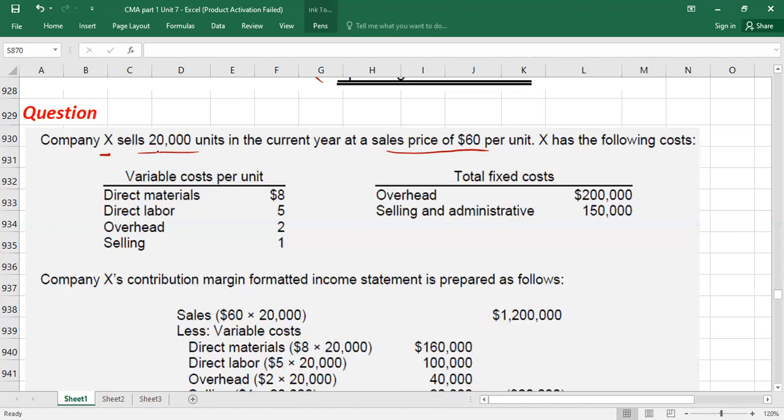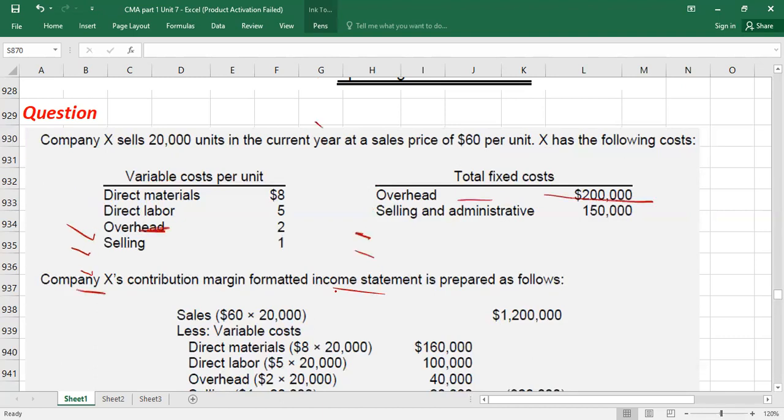So here we have units sold 20,000 and the sale price is $60 per unit. X has the following costs. These are variable costs. You tell me which are the product costs now: direct material, product cost; direct labor, product cost; overhead, this overhead is 2, it's a variable overhead, product cost. Selling is product? No. The overhead costs and the selling and administration costs are the fixed costs.